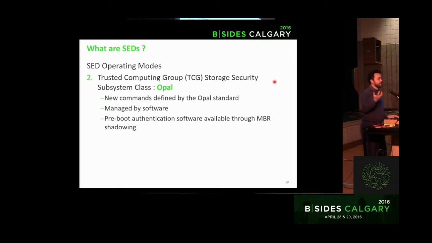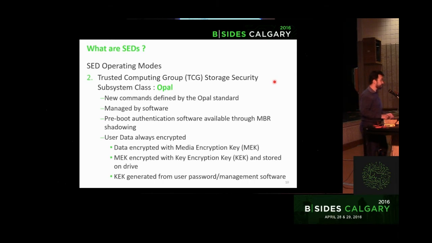But you still need a software component that will manage this. So in the operating system, you will have something that will send commands to the drive and tell the drive how to set the keys or activate encryption or deactivate encryption. It's just that it's the drive that's actually doing that work. There is a pre-boot authentication as well in most cases, and that's available through a process called MBR shadowing, and we're going to see that in a second as well.